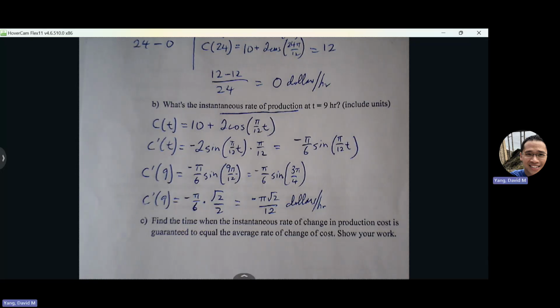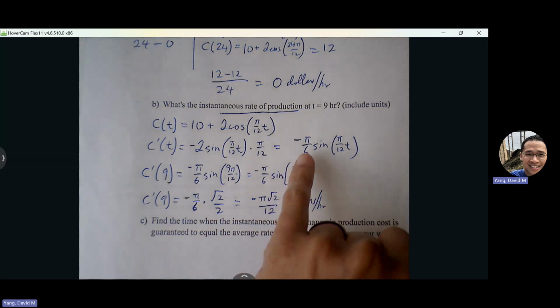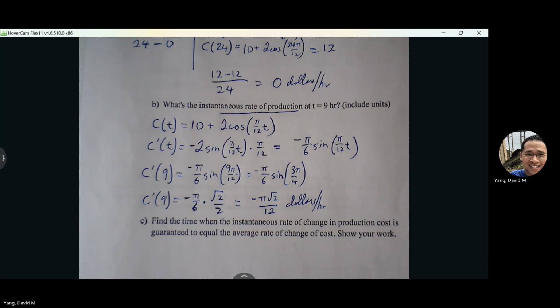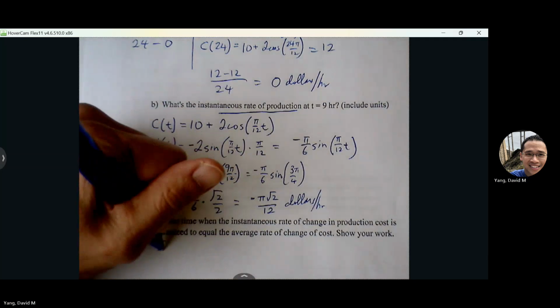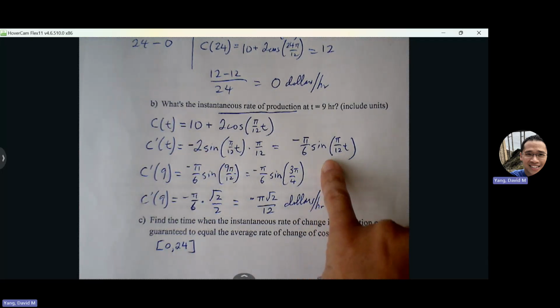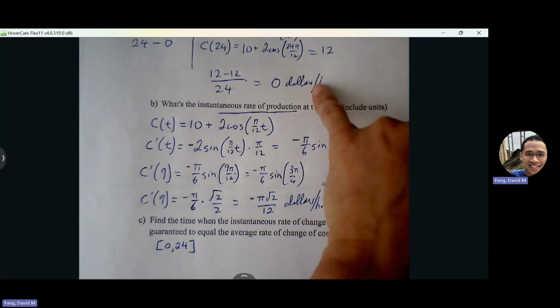Part C, find the time when the instantaneous rate of change is equal to the average rate of change. So we can just set our derivative equal to our slope. I meant for that to be in that interval from 0 to 24. So we just set our derivative equal to our rate of change, basically the mean value theorem.